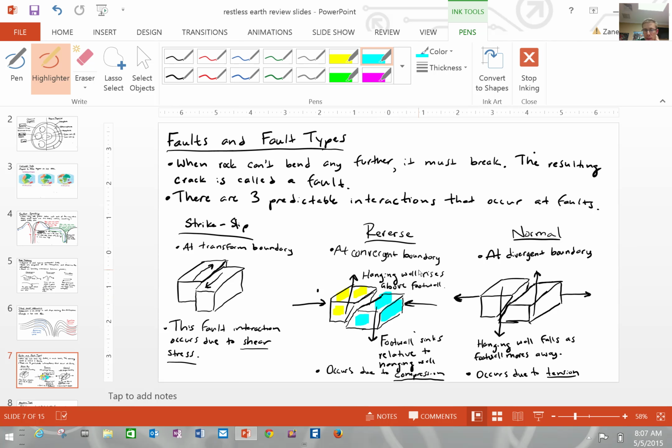Okay. Now I've tried to draw arrows representing the different types of movement that's going to happen when these 2 fault blocks push up against each other. So first of all, you can see that these fault blocks are pushing up against each other. Okay. So this obviously then happens at convergent boundaries because we have this pushing up against each other.